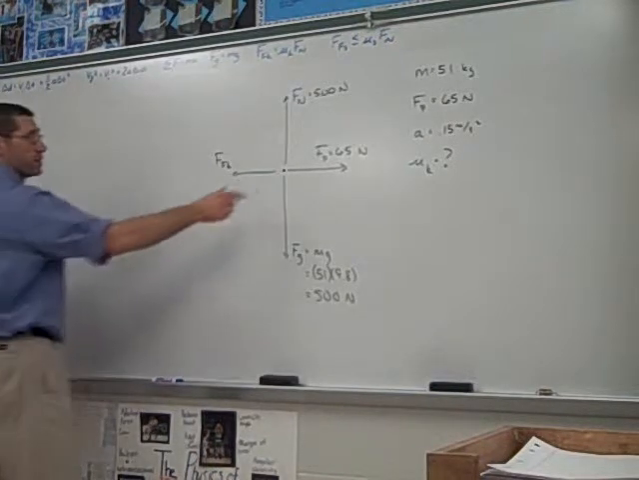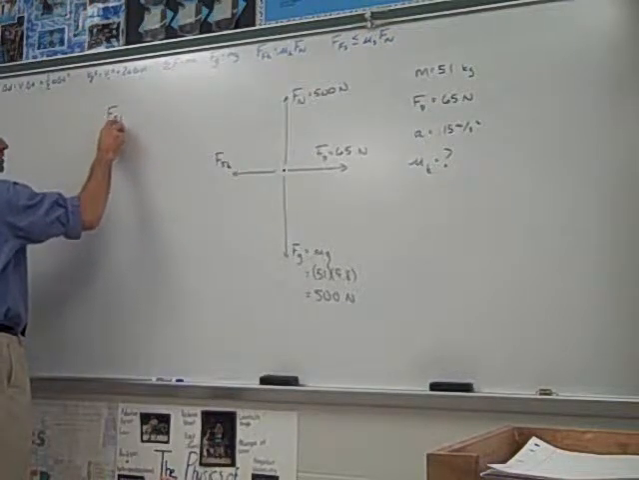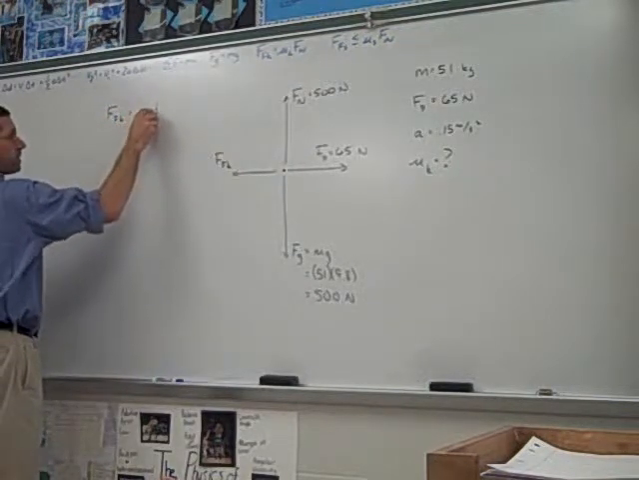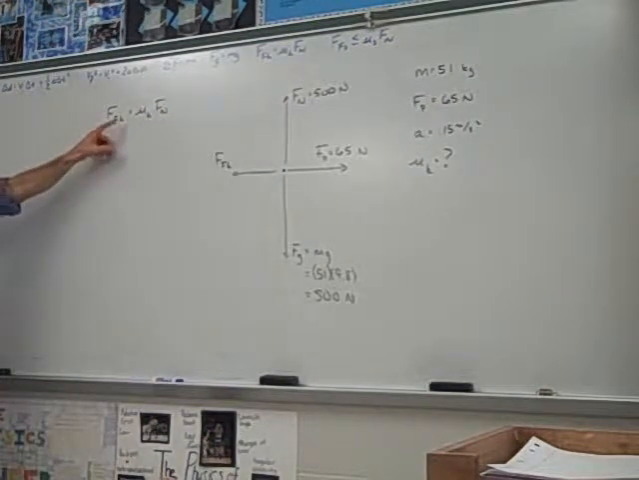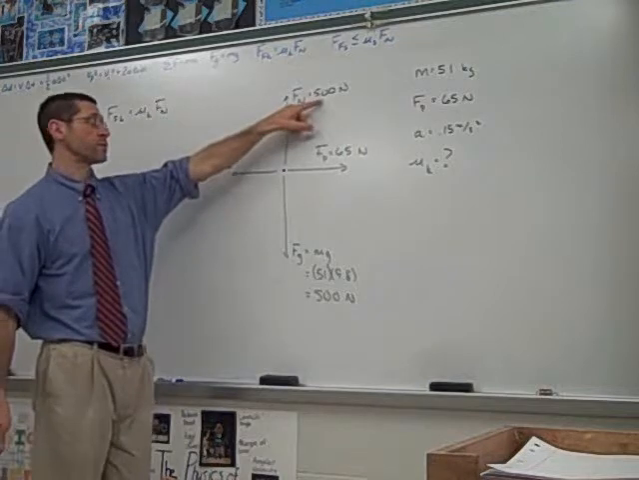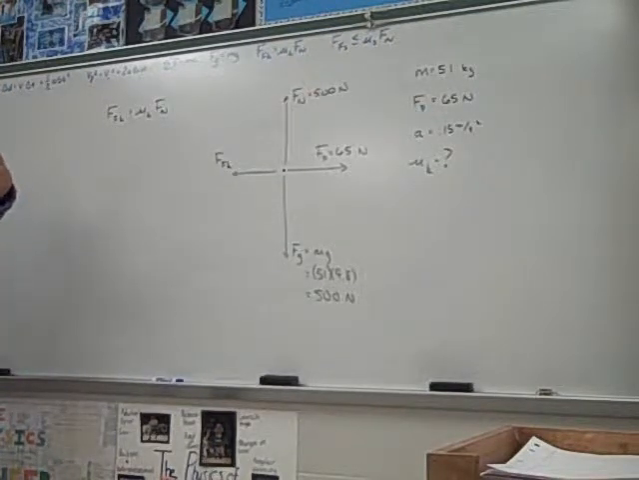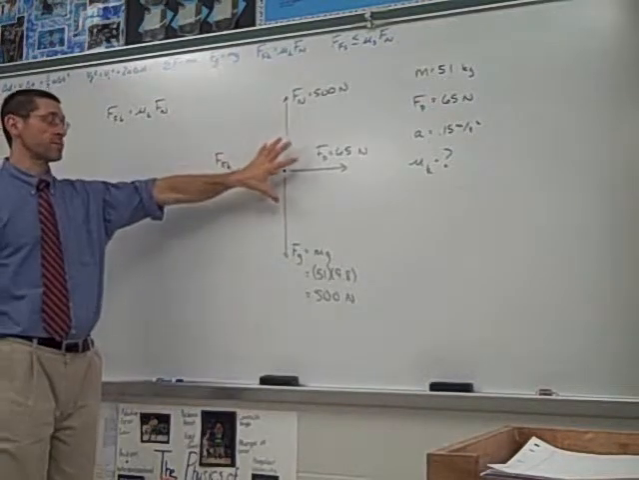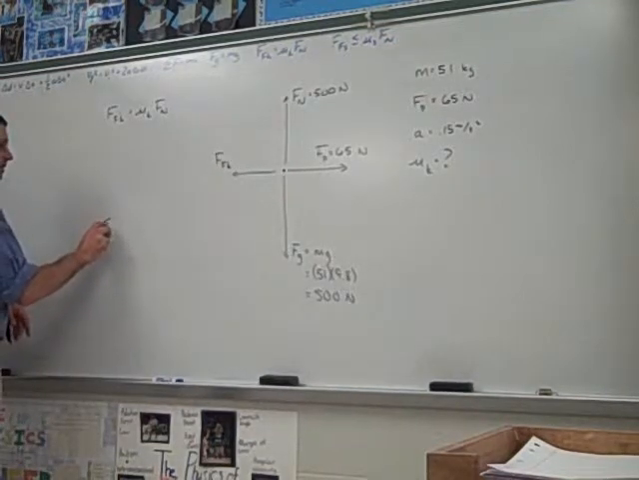Because remember, our equation for mu k is force of kinetic friction is mu k Fn. So to get mu k, we got to have the kinetic friction force and the normal force. We already have the normal force. So if we get kinetic friction, we can solve for mu k. So in chapter 4, the procedure was always free body diagram, Newton's second law. So our free body diagram is as complete as we could be. Let's do Newton's second law. So F equals ma.